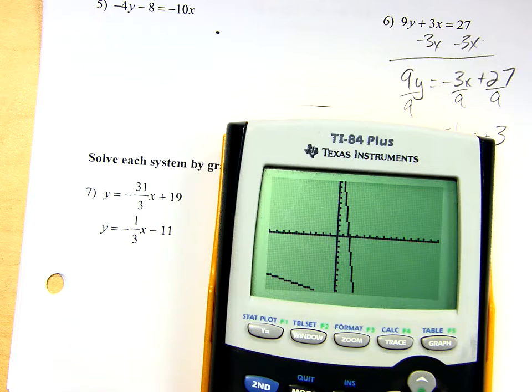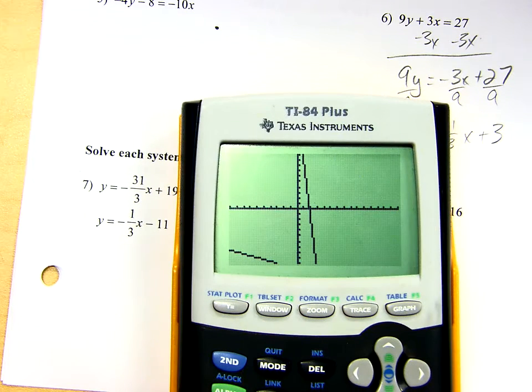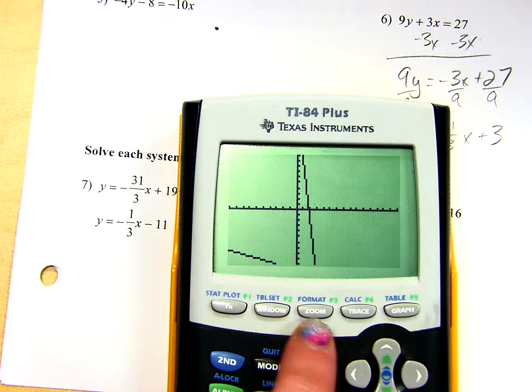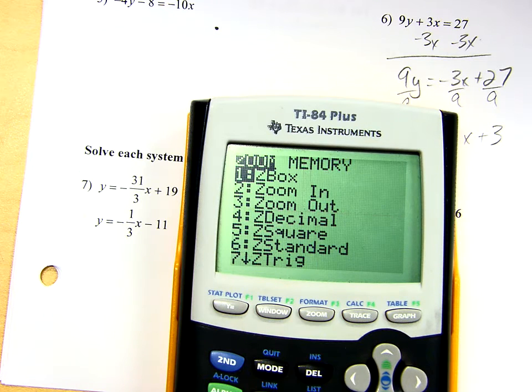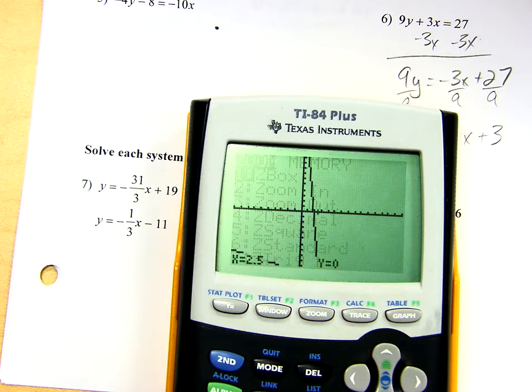Okay, so I can see a little bit. I can't see everything though. So what I'm gonna want to do is zoom out until I can see both lines and where they cross. So how do you think I zoom out? Take a wild guess. What button do you think I hit? Zoom, yeah, that middle button on the top. And then maybe zoom out. Yeah, let's choose choice 3. Now please listen. Choose choice 3, and then you get here and you're like, hey, it didn't zoom out. You have to hit enter.